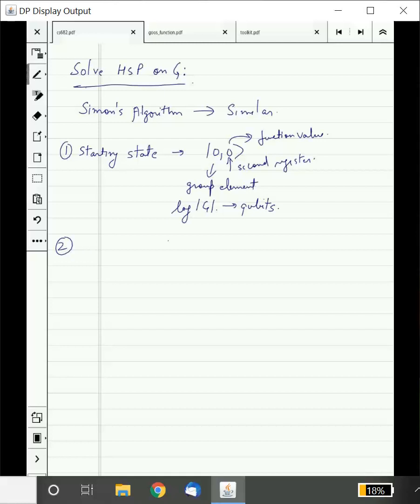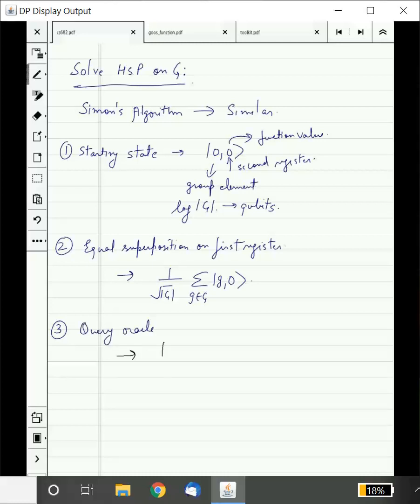The second step is creating an equal superposition on the first register. That means we are preparing to query on every group element. This will change our state to this kind of equal superposition. We have not touched the second register. Now we have prepared our state to query everything. Let's query. This will give us the function value in the second register.